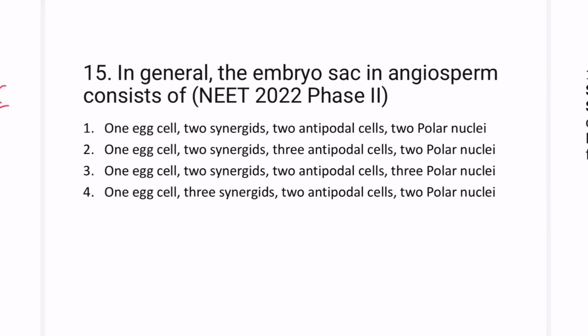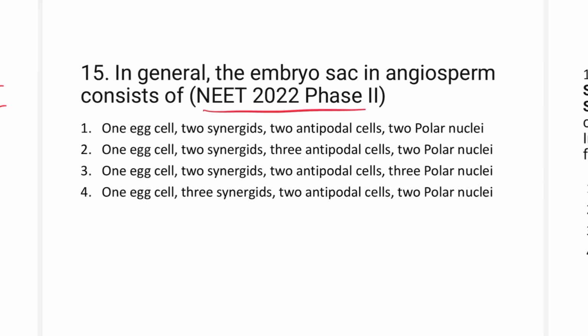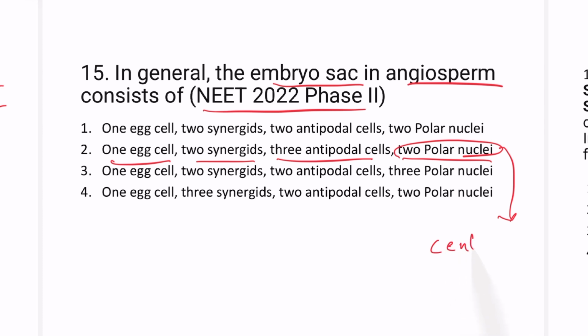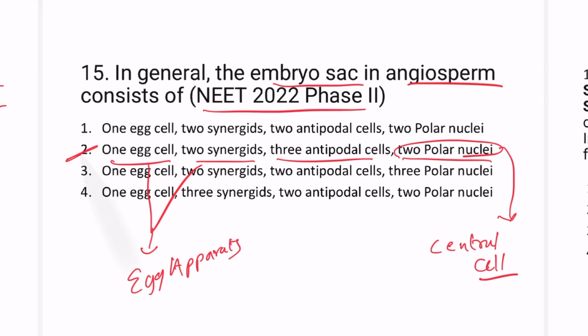Now the next question. This is a question from NEET 2022 phase 2 again, and they are asking about the composition of an embryo sac in angiosperm. Now if you look at the embryo sac, a typical embryo sac contains one egg cell, two synergids, three antipodals and two polar nuclei. And where are these two polar nuclei present? These two polar nuclei are present in a central cell. And here the synergids and egg cell together we call the egg apparatus. So the answer will be the second option.